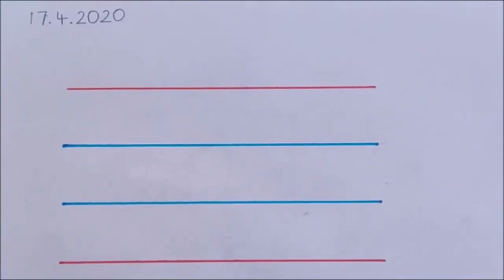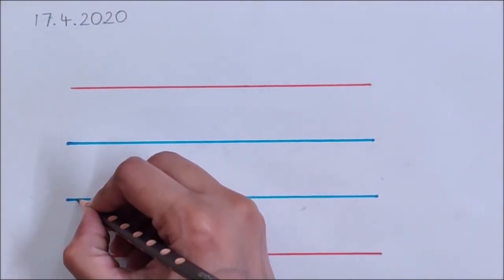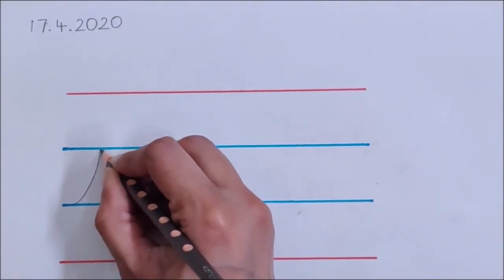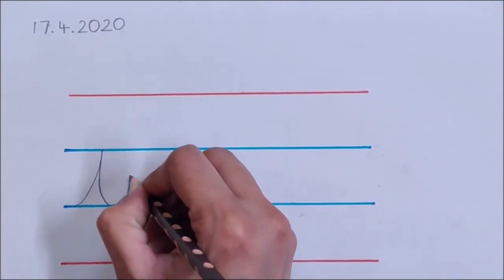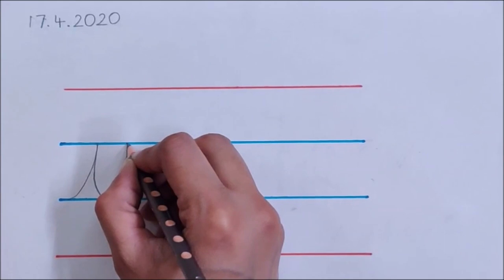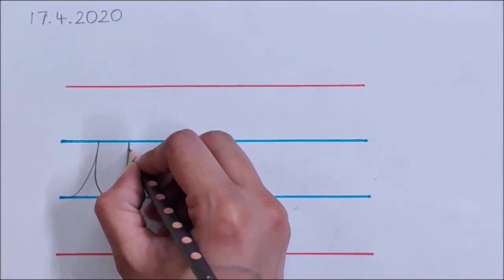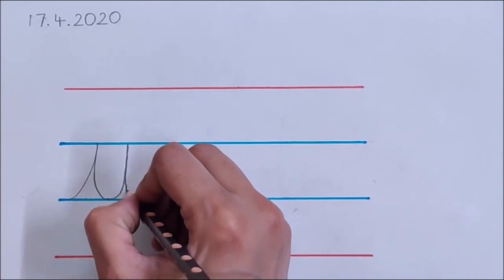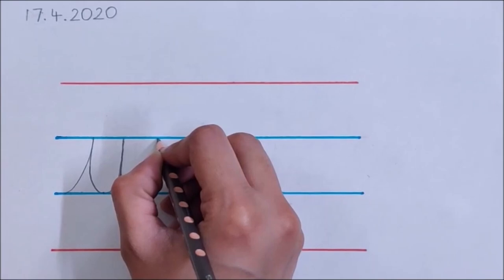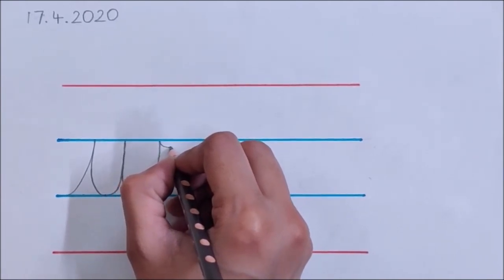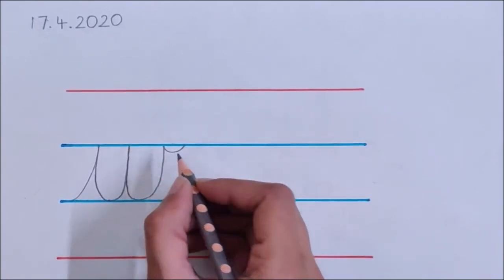To write letter W, you have to begin from the second blue line. Keep your pencil on second blue line. Now go up, come down, go up and come back on the same line, children. Come back on the same line. Go up, touch the blue line, and then come down and touch the blue line again. It's like a small smiley.